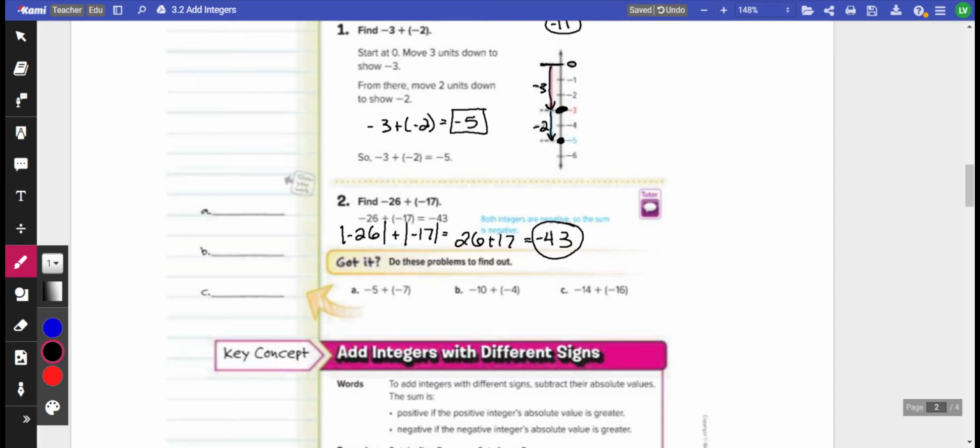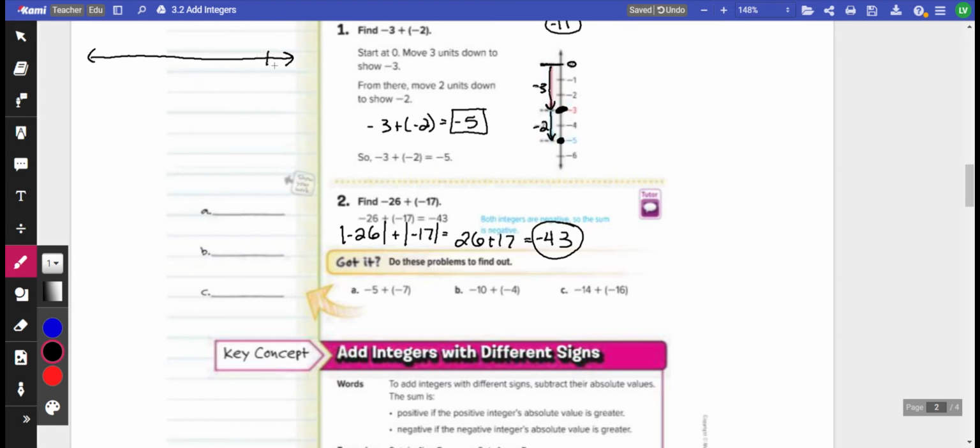Letter A through C. We're going to try these problems and see if we understand it. So negative 5 plus negative 7. Well, I could do a vertical number line or I could do a horizontal. Either way is absolutely fine. So I'm actually going to do a horizontal one.